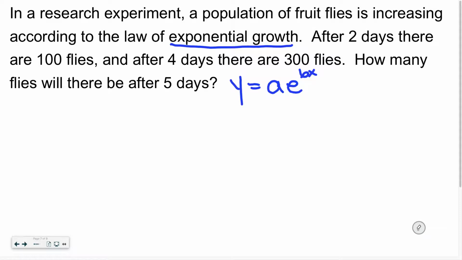Actually, do you mind if I do that? Can we erase and use t since we're talking about time? Is that okay? We have the liberty to do that, right? And it doesn't matter what variable you use, okay? But since we're talking about time, I'm going to use t.